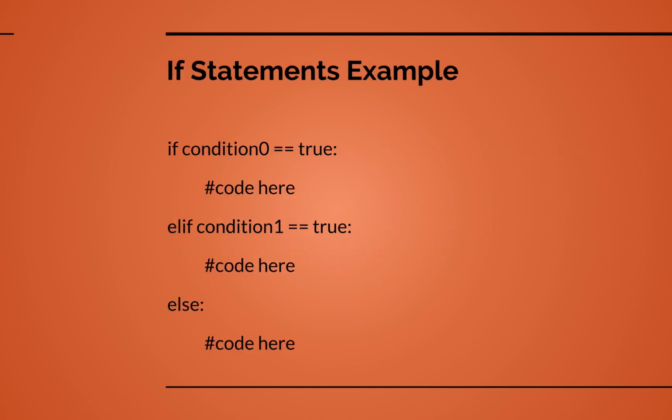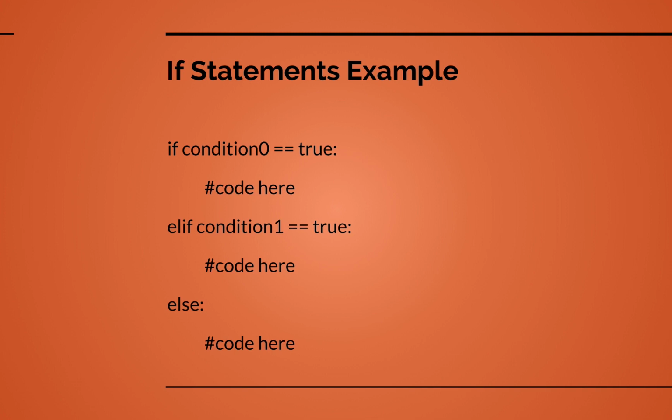This is kind of pseudocode. If condition 0 and 1 were actually like Boolean variables or something, this would actually be real code. But basically, we start off with a simple if statement: if something is equal to true, then we want to execute the code in that first if statement block there. So where it says code here, that first hashtag, that's where we would execute the code.